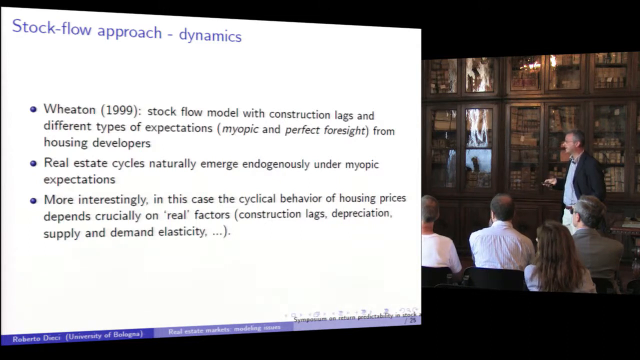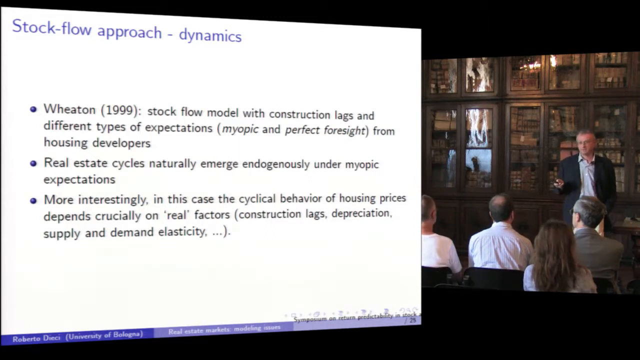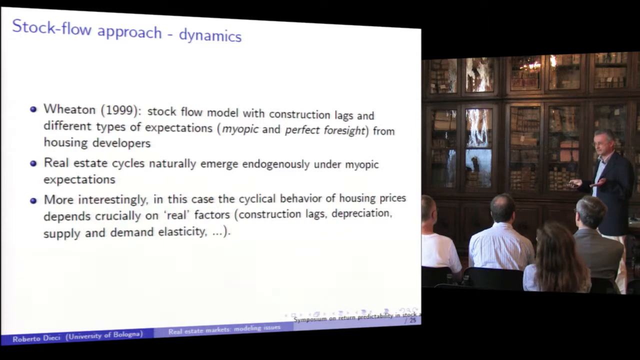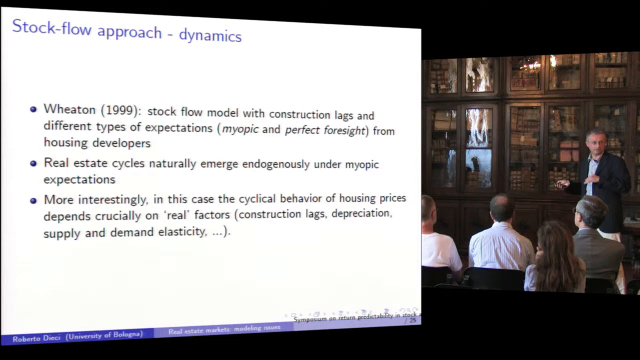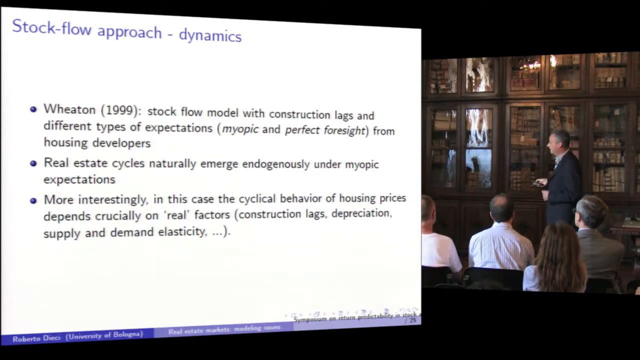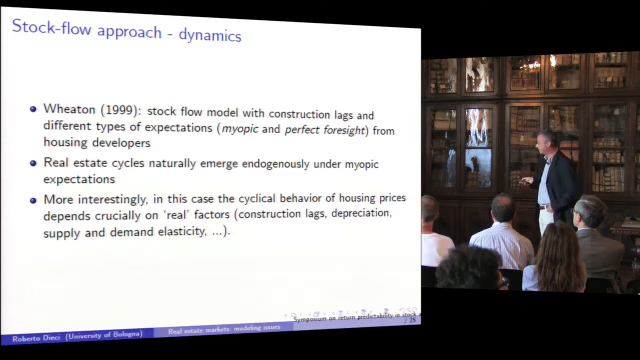behavior of housing prices, in the case of myopic expectations, the cyclical behavior depends crucially on the real factors. Whereas in the case of perfect foresight, the qualitative adjustments are pretty much the same if we vary the supply elasticity, demand elasticity, and so on. In the case of other kinds of expectations, there is a strong dependence on these factors. And since these factors vary a lot across different types of real estate, this matters for interpreting the cyclical movements of house prices, okay?